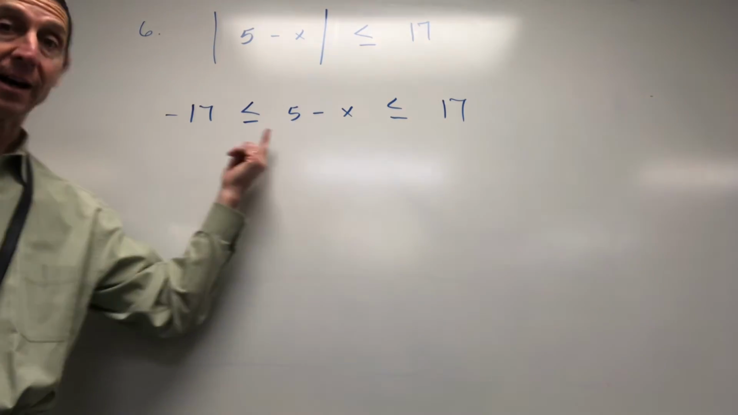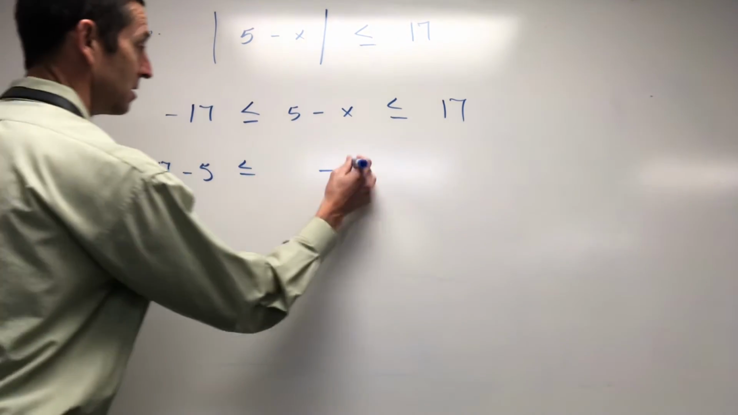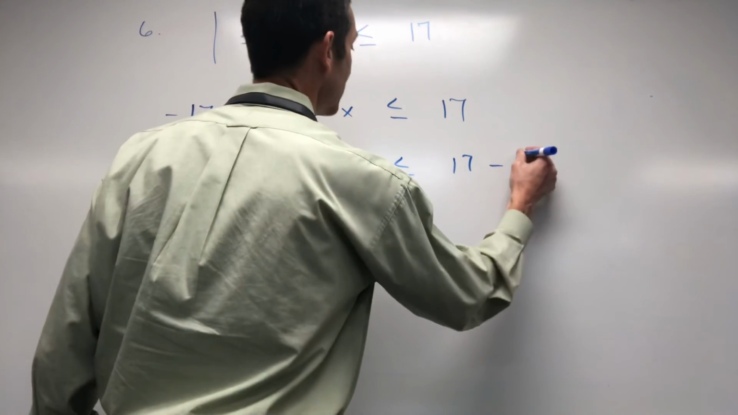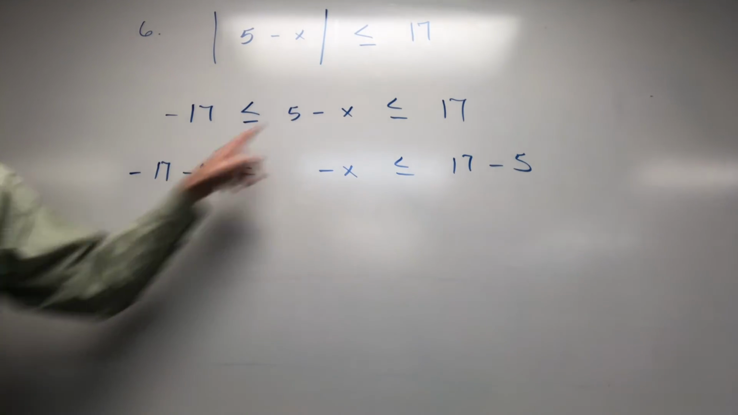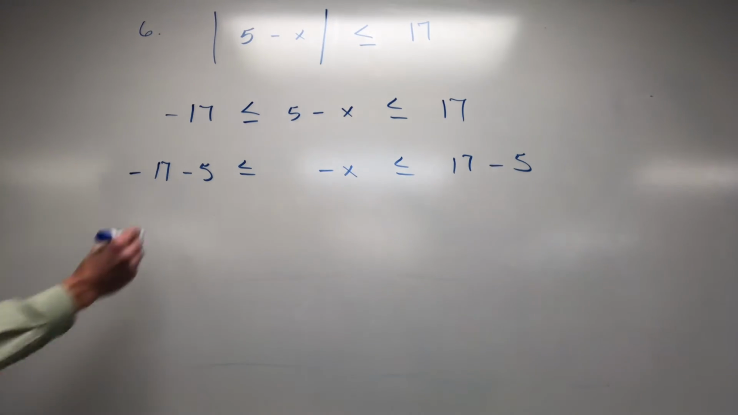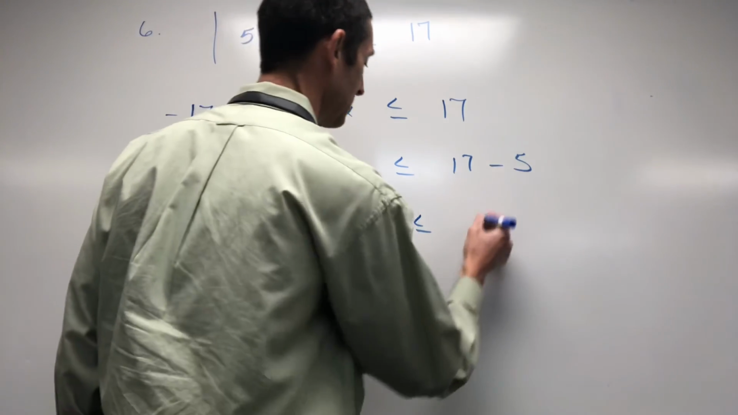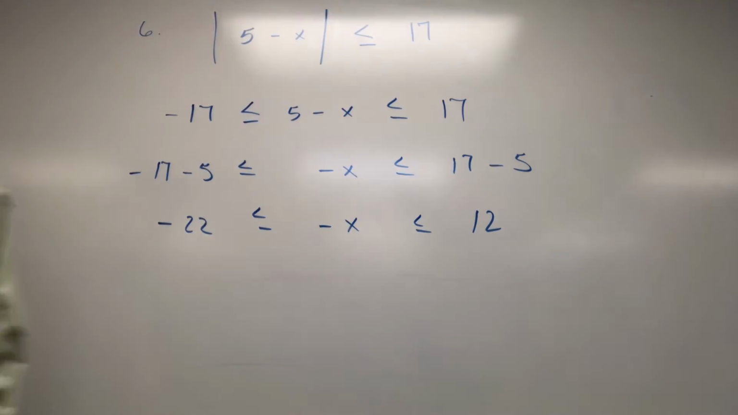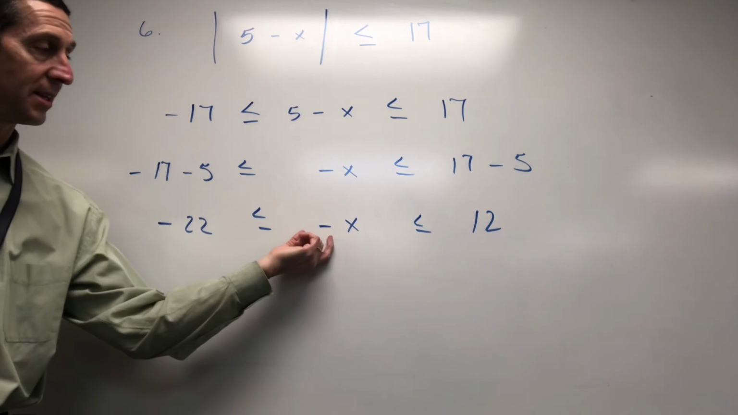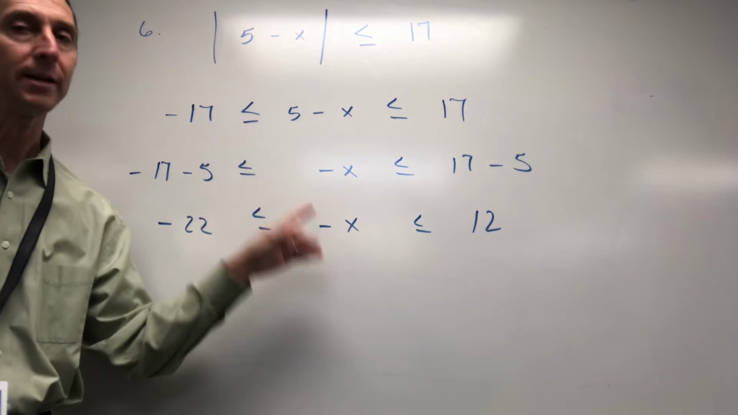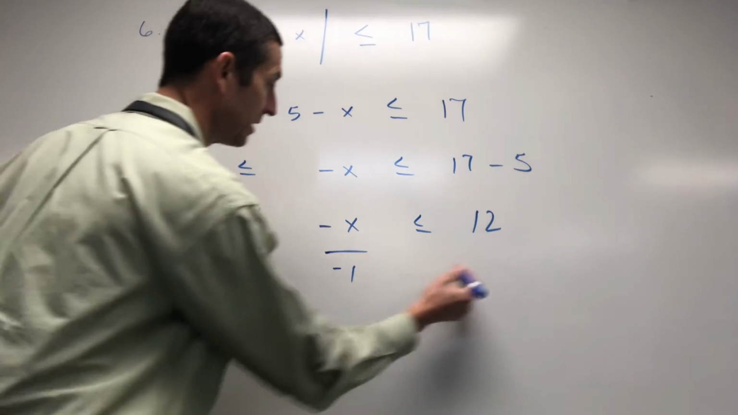Get rid of that 5, he's positive, so we got to subtract him. So we subtract the 5 on both sides. Positive in here, subtract over there. Negative 22 less than negative x. 17 minus 5, that is 12. Okay, we would be done, but my x has a negative right there. You're like, oh, I can't leave my answer with a negative. So you got to come back and divide out that negative sign.